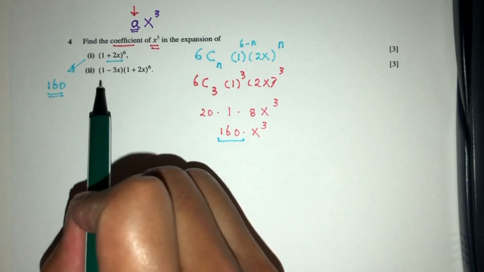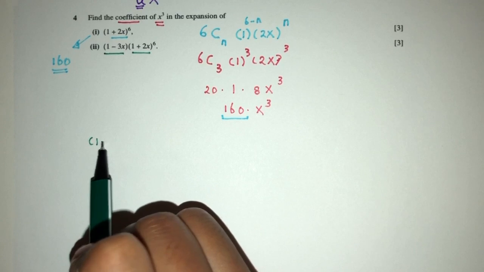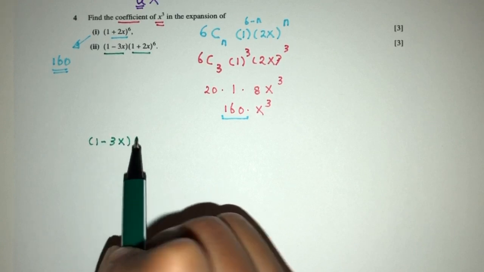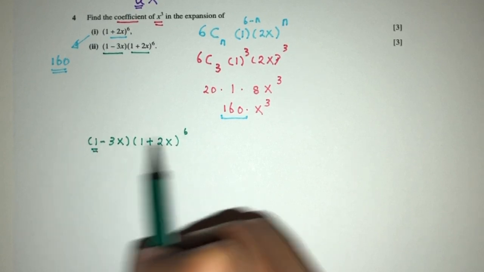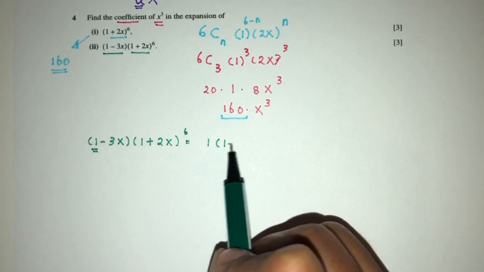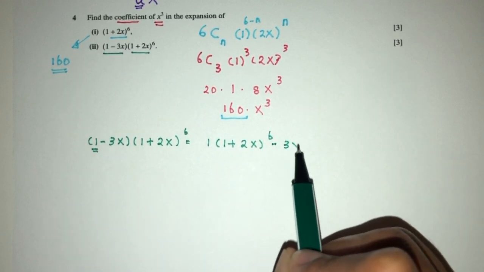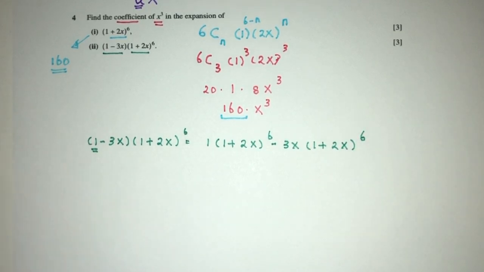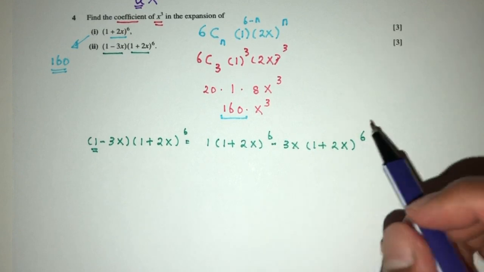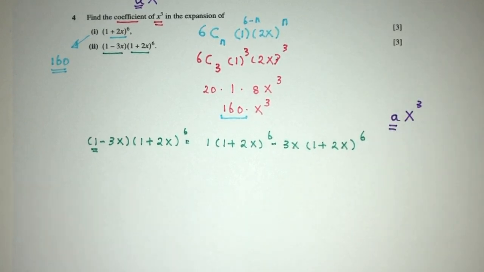Now for part 2, we have to find this, right? So one by one. How do we expand this expression? It is simply, step by step, we take 1 first. So that will be 1 multiplied by (1 plus 2x) power 6. And here we have minus 3x times (1 plus 2x) power 6. But again, the same thing here, we are only interested in the coefficient of x power 3.